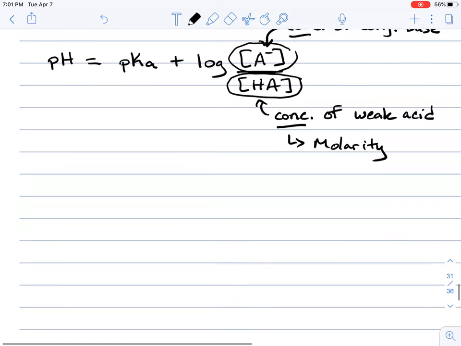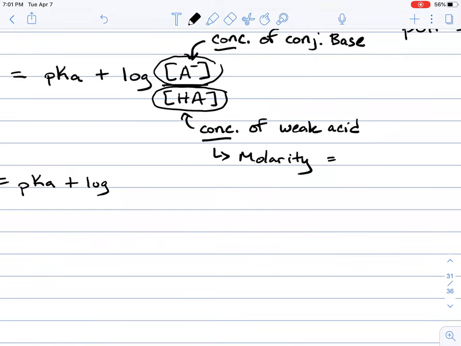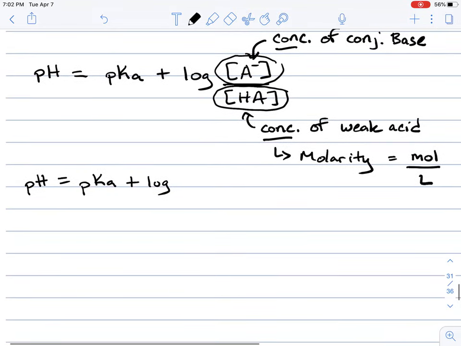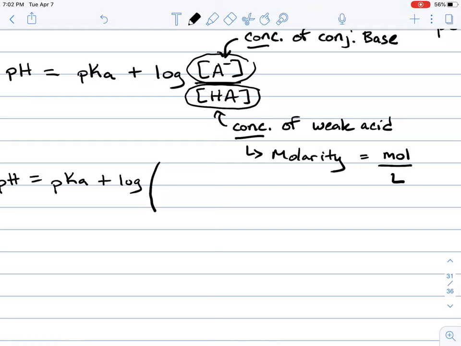So looking at this equation one last time, pH is equal to pKa plus log. Remember that molarity can be broken down into two other units. It can be broken down in terms of moles over volume. So molarity is moles over volume. So the other way to express molarity is moles per liter. And HA can also be expressed as moles per liter.